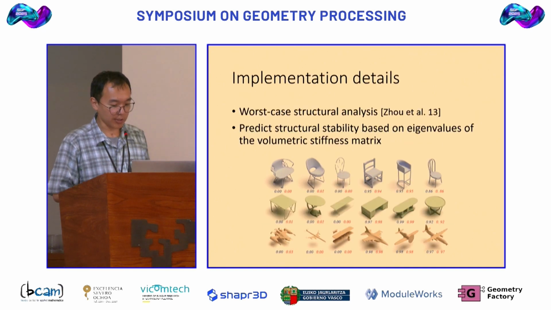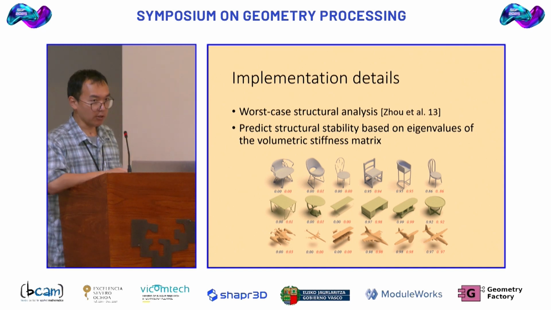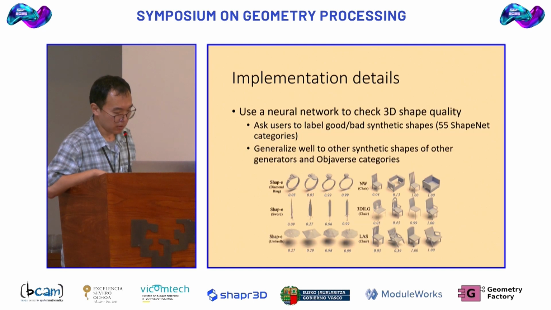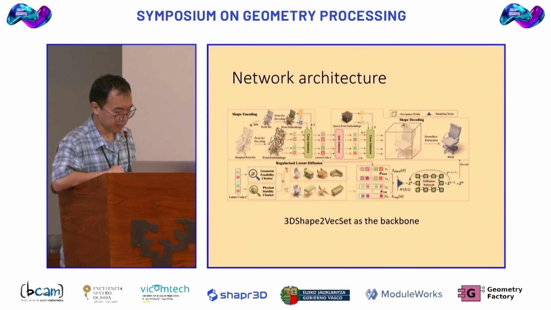Okay, I'm also going to skip this. How to define the quality checker? We actually did this structural analysis, worst case structural analysis, to quantify whether a shape is physically stable or not, right? We also learned a neural network to quantify the geometric fidelity, because you can have bad geometry but physically stable shapes, right? So this is the dirty part, but I think the idea of training a learned quality checker is very important, okay?